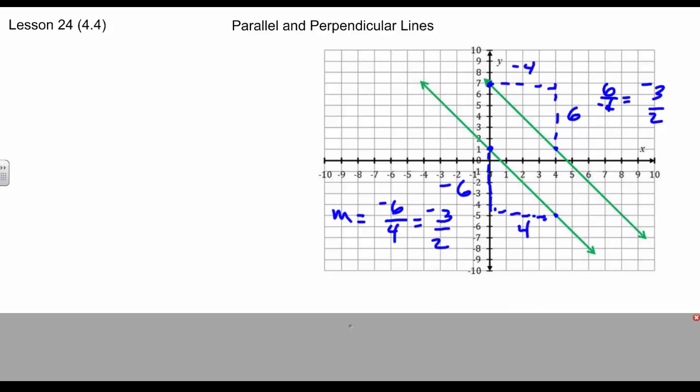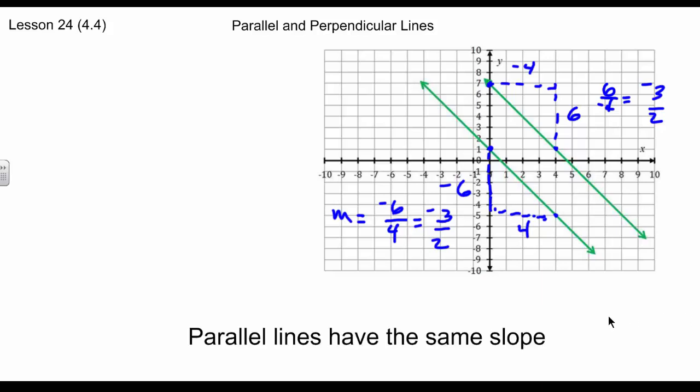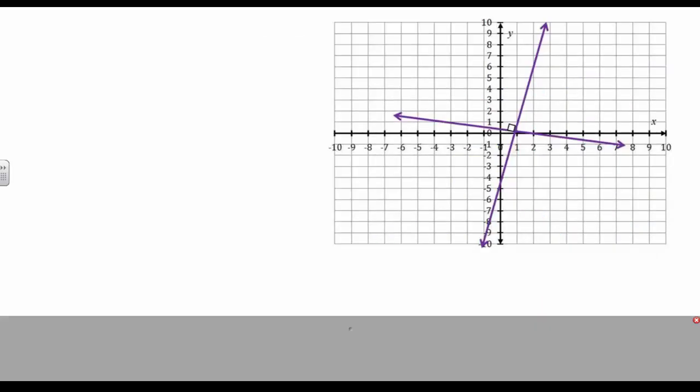So what we found here is that the slopes of those two lines are exactly the same, and that's always going to be the case. In other words, parallel lines are always going to have the same slope, and that's a big concept. Now, let's take a look at another example. Here are two lines that are perpendicular, and again, I want to take a look at their slopes.